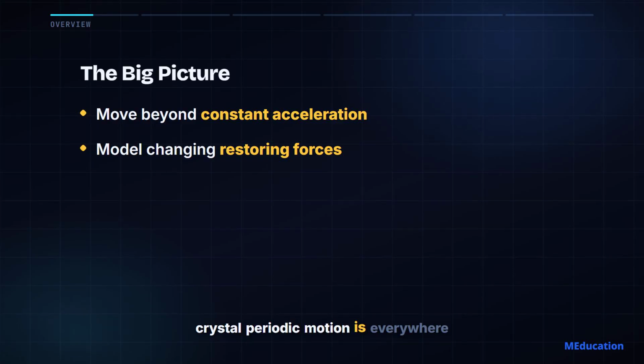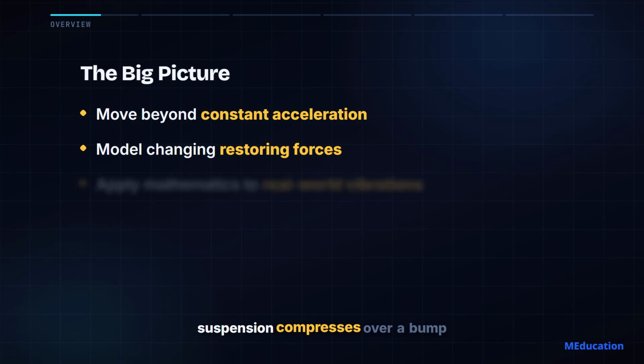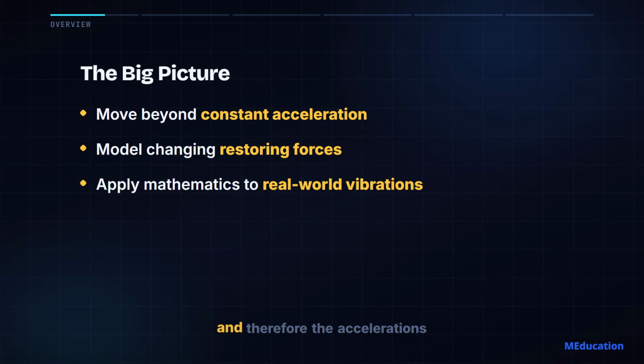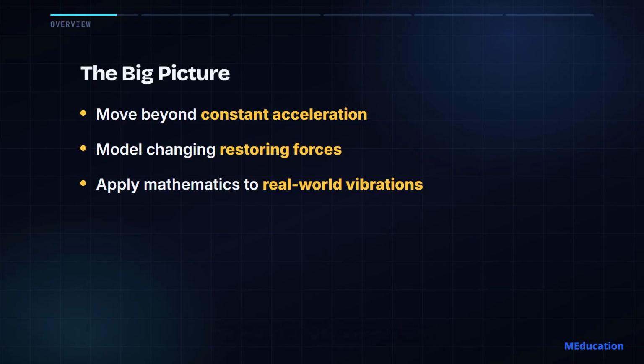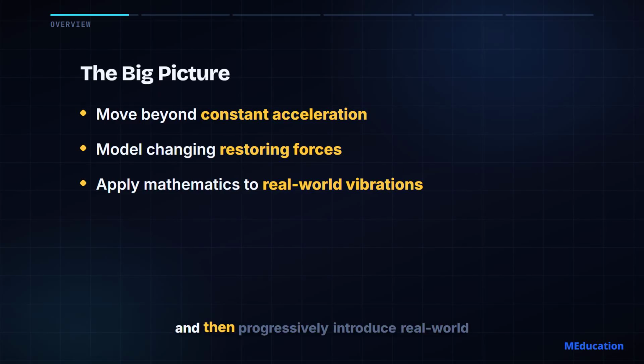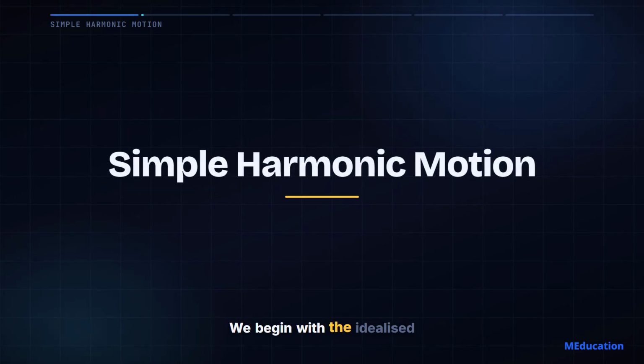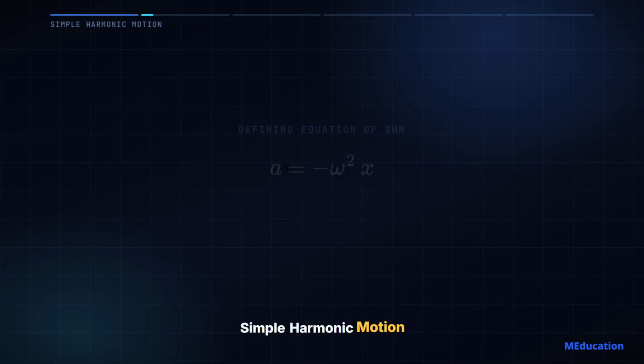Periodic motion is everywhere. When a bridge sways in the wind or a car suspension compresses over a bump, the forces, and therefore the accelerations, are constantly changing. This unit introduces you to the physics of systems where the restoring force changes with position. We will build a perfect mathematical model of periodic motion and then progressively introduce real-world complications like friction and external driving forces. We begin with the idealized baseline for all periodic motion, simple harmonic motion.